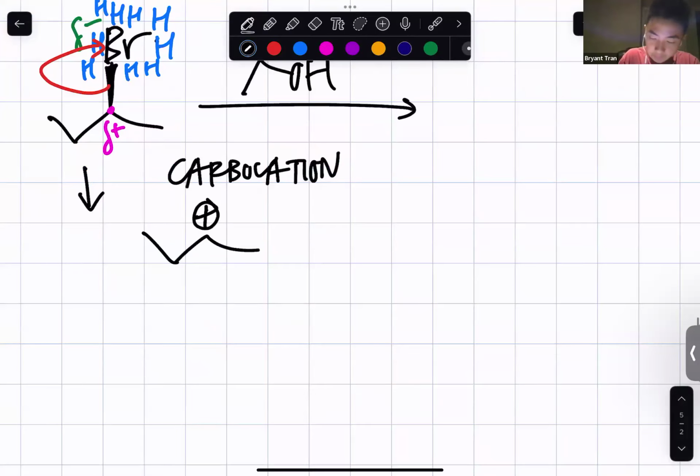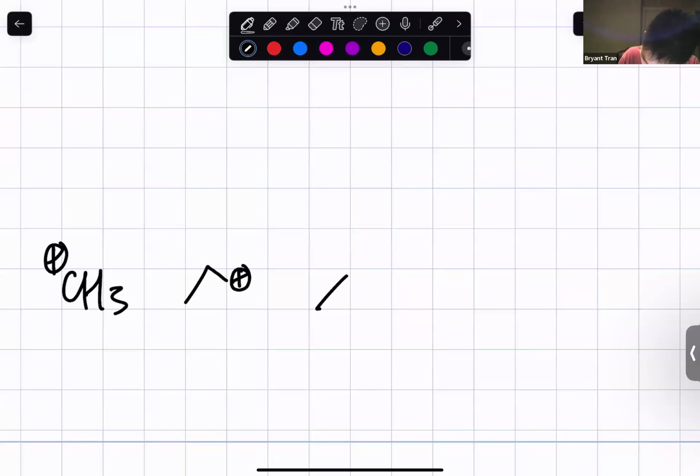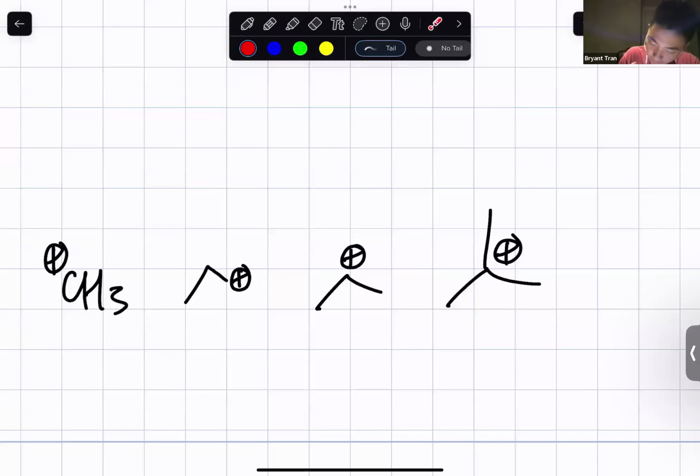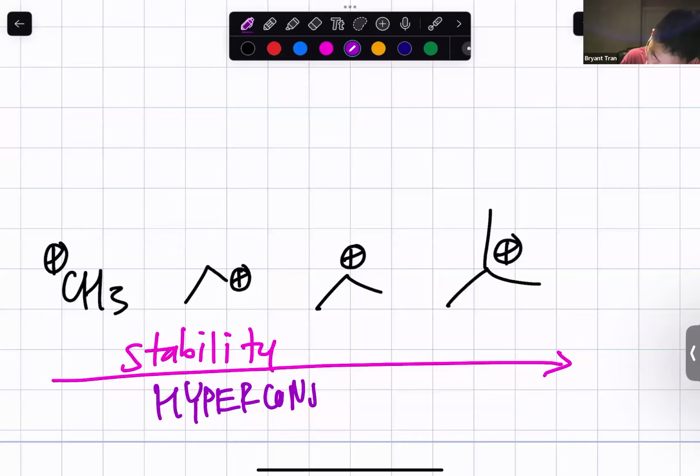And there is carbocation stability. If I give you these carbocations over here, the carbocation stability would increase from left to right, right? And that's because of something called hyperconjugation.